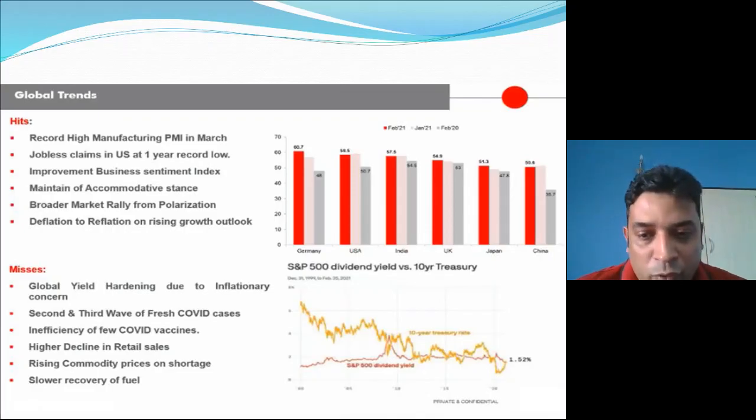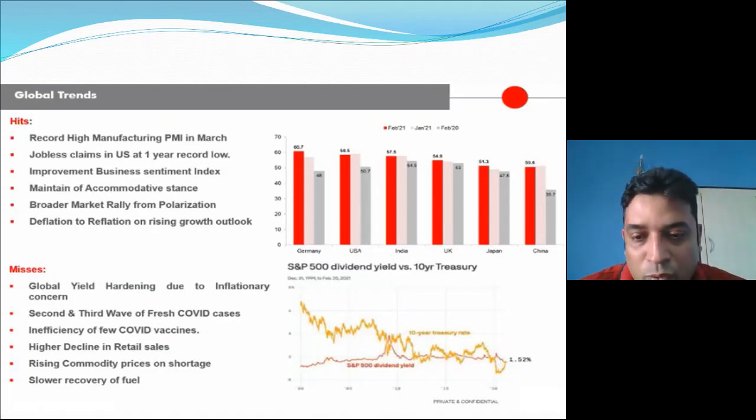So, if an investor is getting a 1.5% assured, secured return versus the Standard & Poor dividend yield in the US, which is humongous, 58.5%, where will a normal investor invest? Okay, so that's the point.